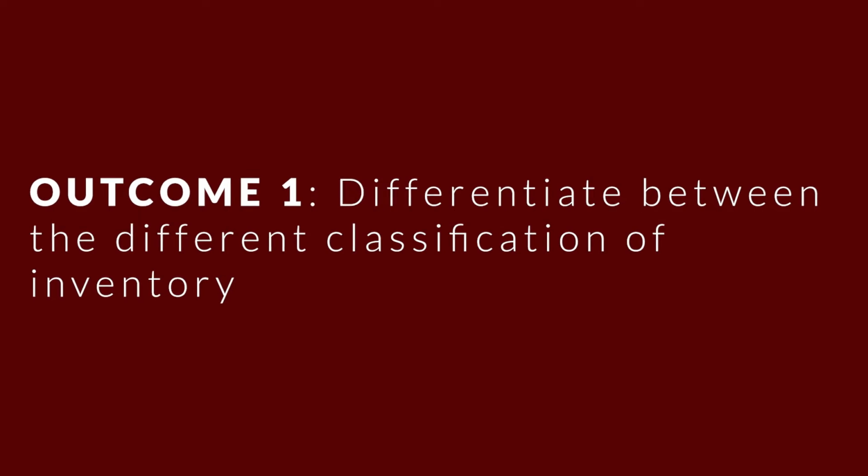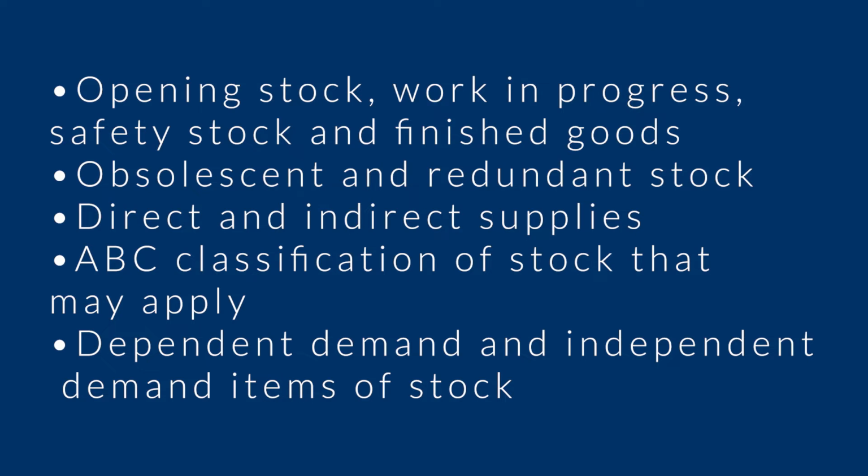So that concludes learning outcome 1. Remember, I said we have 3 learning outcomes. So what was learning outcome 1? In this case, you're looking at differentiating between different classifications of inventory. The idea here was just for us to look at the various ways in which you can classify inventory, of which we've done. We've looked at opening stock, work in progress, safety stock, finished goods. We've looked at obsolescent and redundant stock. We've looked at direct and indirect supplies. We've also talked about ABC classification of stock, as well as dependent demand and independent demand items of stock.